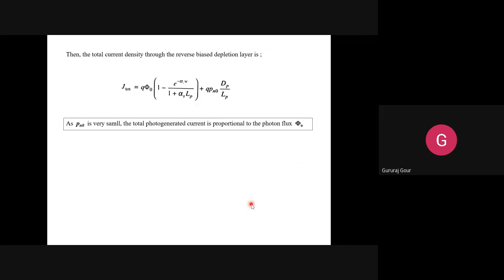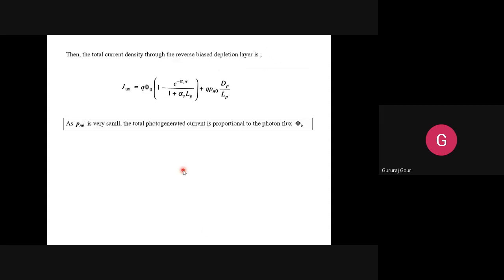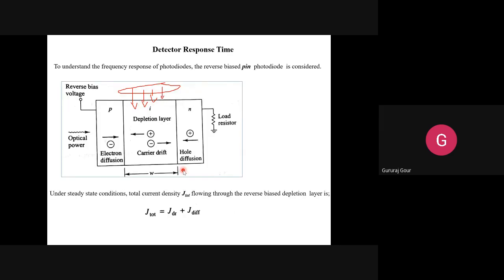So the total current density is the combination of these two. If you use these two, we'll get this equation. So this is all about the detector response time. That is a combination of both diffusion carriers and the drift carriers.